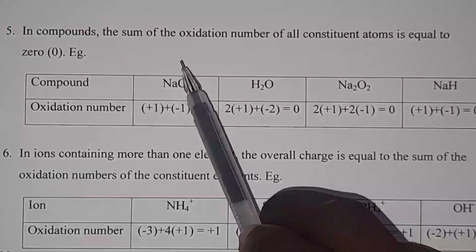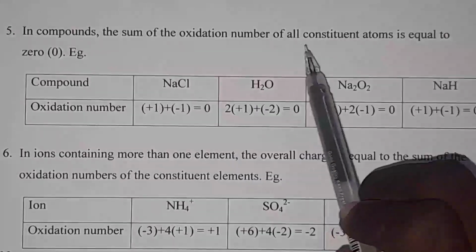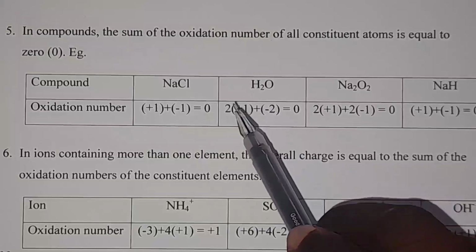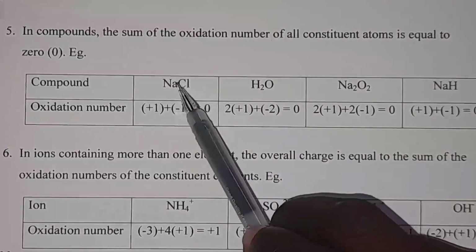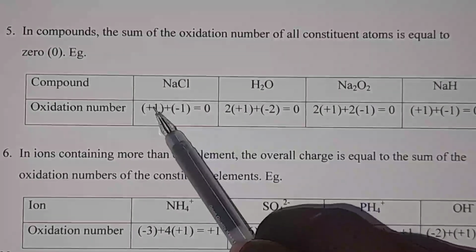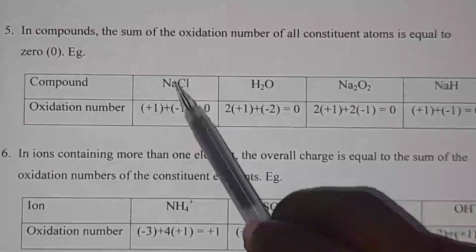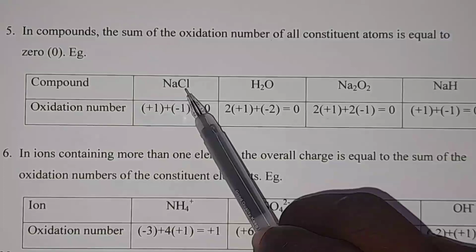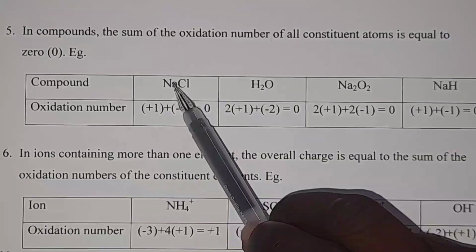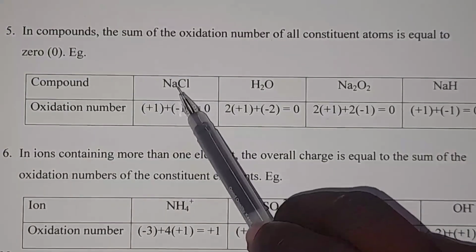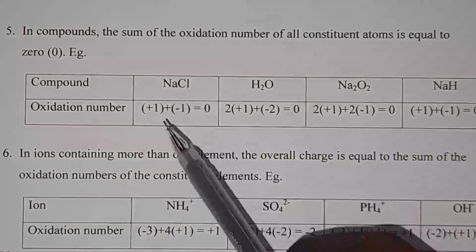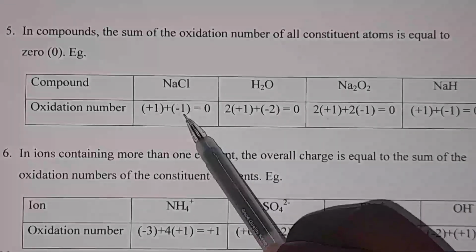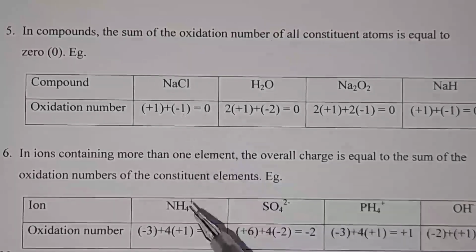Because when we take the oxidation number of all the constituent atoms and add them, they are going to sum up to 0. For example, sodium chloride has sodium, which has an oxidation number of positive 1, plus chloride. Remember, this sodium and this chloride are not neutral atoms. They are in a compound. So we are not going to say that sodium has an oxidation number of 0 because it's an atom. No. Plus the oxidation number of chlorine is negative 1. When you put this in the calculator, you will get 0.